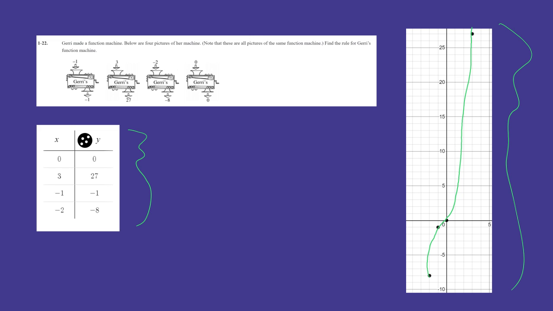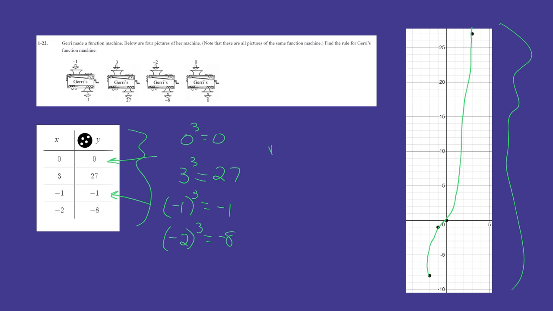So I'm going to look at these and say, okay, what does 0 to the third equal? Well, 0 to the third equals 0. Well, that takes care of that one. Then I'm going to ask, what does 3 to the third equal? Well, 3 to the third is 27. Then I'm looking at what does -1, and I'm going to put it in parentheses, equal. Well, -1 cubed is -1. Oh my gosh, I think I have the equation. So then I'm also going to do -2 cubed. Well, that is -8 as well. So I think I've got my function rule.